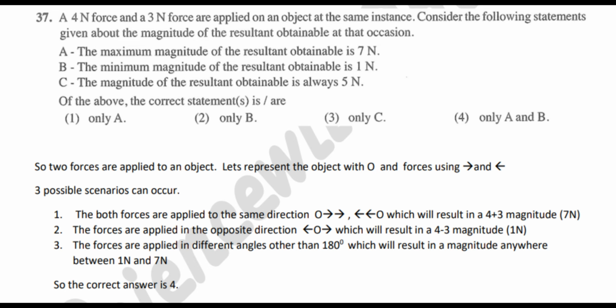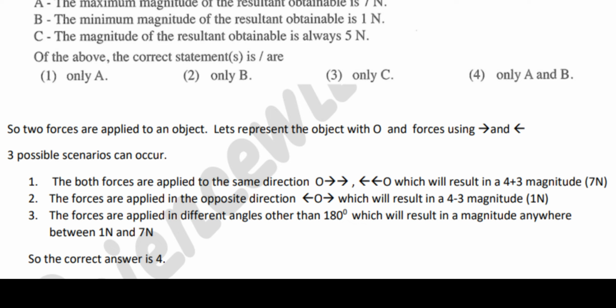One, both forces are applied in the same direction, as you can see here, both to the right side or the left side, which will result in a 4 plus 3 magnitude, which is 7 Newtons. Then the second option, the forces are applied in the opposite direction, as you can see here, which will result in 4 minus 3 magnitude, which is 1 Newton. The third one, the forces are applied at different angles other than 180, which will result in a magnitude anywhere between 1 Newton and 7 Newton.